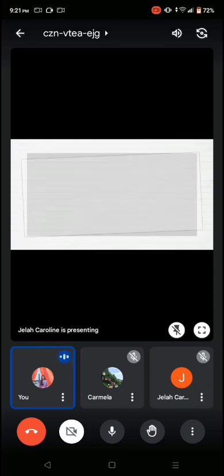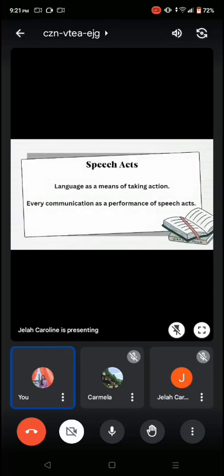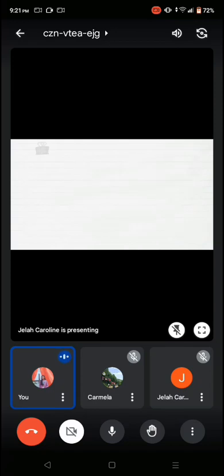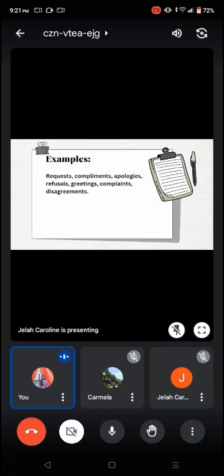So, next we have speech acts. Speech acts refers to the idea that language is not just a tool for sharing information but also a means of taking action. Every time we communicate, we are performing speech acts, whether we are aware of it or not. So these acts can include making requests, giving compliments, apologizing, refusing, greeting, complaining, and disagreeing.